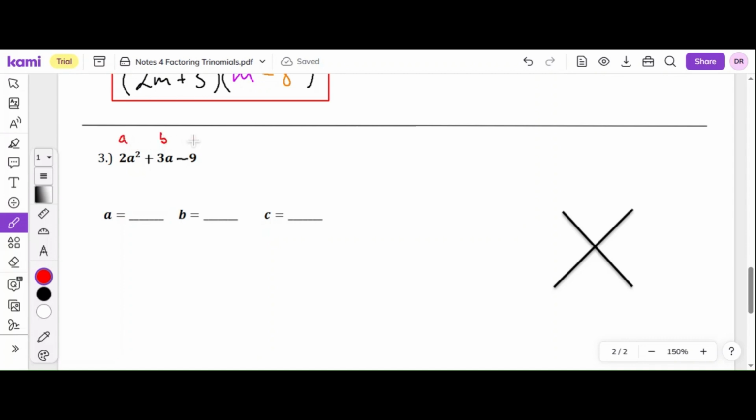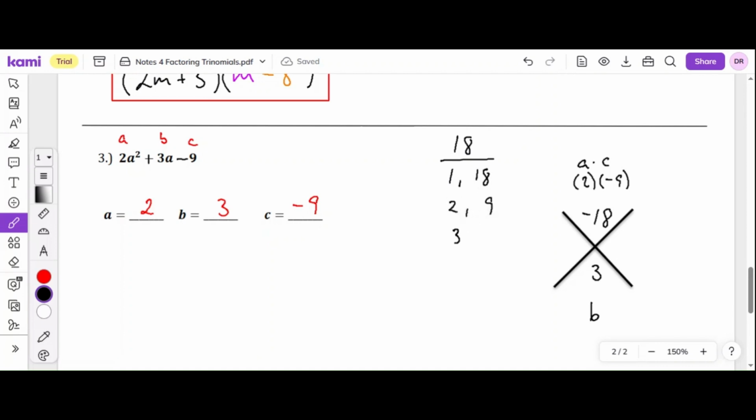We have a and b and c. A is 2, b is 3, c is negative 9. And let's take a look at what we get in our chart. So one more time, we take a times c. A is 2. We updated c to be a negative 9. And 2 times negative 9 is negative 18. In our bottom section of this chart, we have the value of b, which is just positive 3. And so we go to the top. We ask ourselves, how do we multiply to an 18? Okay, so that could be 1 and 18. It could be 2 and 9, or it could be 3 and 6.